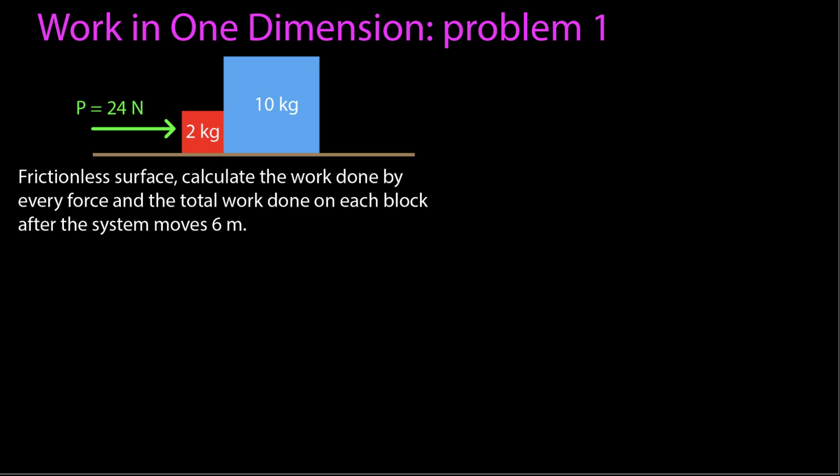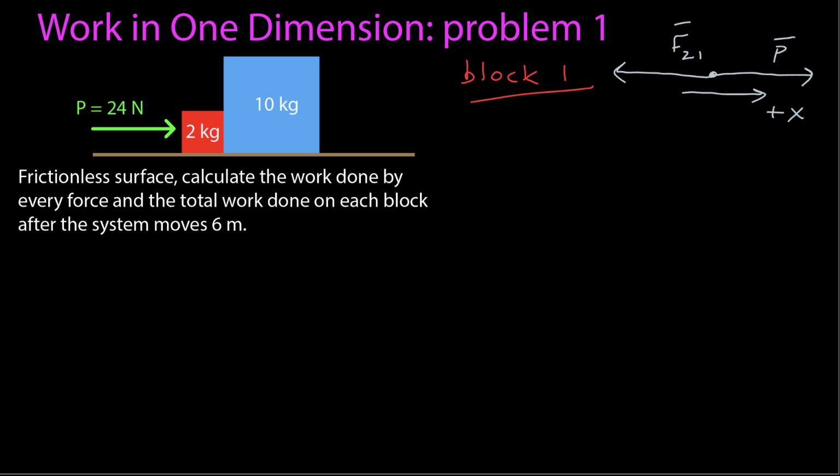system moves 6 meters. Now I suppose I could go back and look at what my answers were for the forces, but it's probably just as fast and better practice to calculate them again. First I'm going to look at Newton's second law on block 1. There are two forces on block 1, the pushing force and the contact force of block 2 on 1. Here's a free body diagram. I've set positive x to the right.